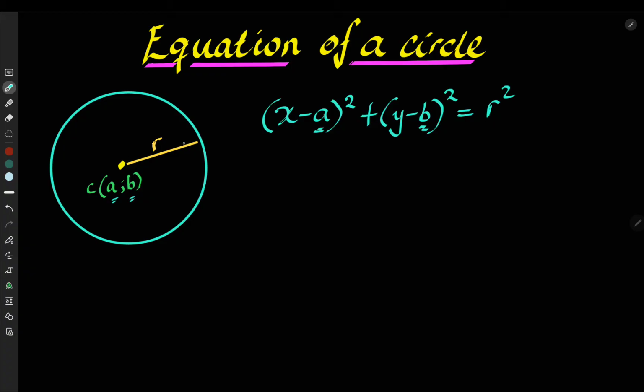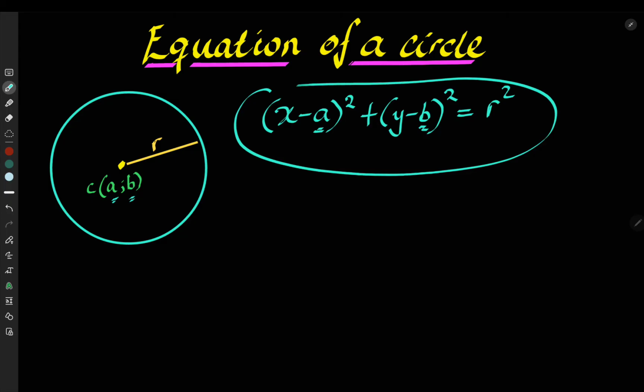So you need to determine the radius, then you square it, and you just plug in the coordinates of the center. And there you go, you have got the equation of the circle. And this is how you determine the equation of the circle, and it's quite easy. Now, let's look at an example.